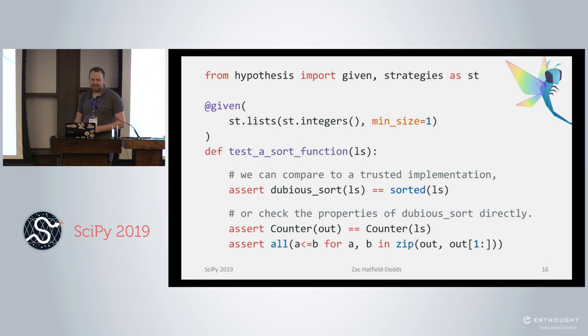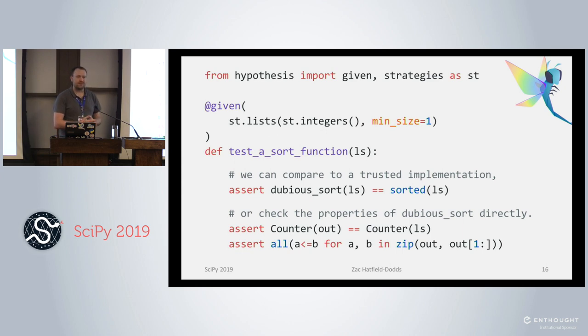So with Hypothesis, a property-based test looks something like this. You import the given decorator, and you import strategies for describing data generation. Then you use the at given decorator, in this case, with lists of at least one integer. And this can generate any list full of any such numbers. Run this function to test my dubious sorting function. Put it together pretty late last night.